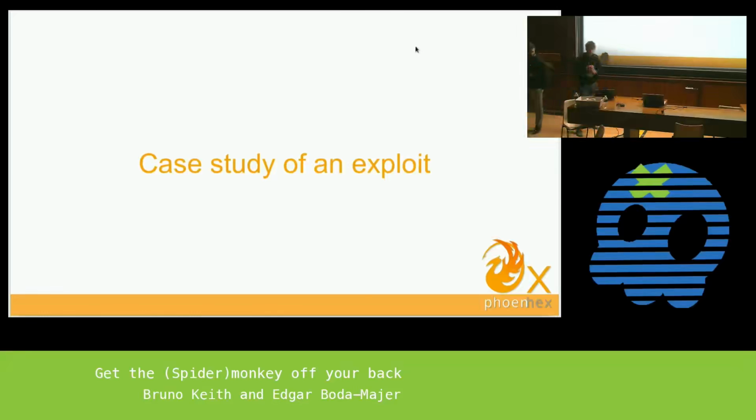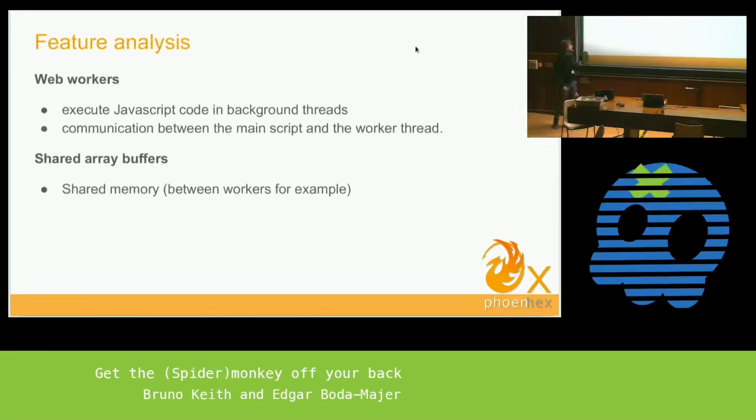Alright, so after this short introduction, we can now look at a bug and how to exploit it. For this presentation, we've chosen a bug which uses two main features, which are web workers and shared array buffers. Web workers are just a way to execute your JavaScript code in the background, because usually your JavaScript code runs sequentially. They added this feature so that you can start up a worker which will execute the script in the background. And these workers are completely separate from the main script. They don't share the same context. So if you define a variable in the main script, you cannot access it on the worker.